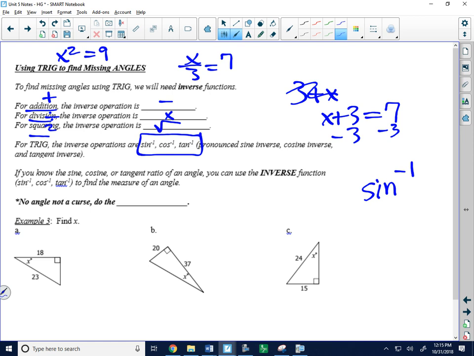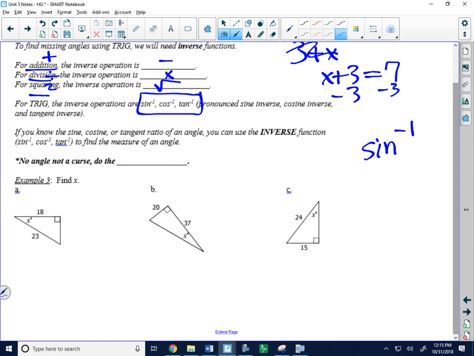I have a little rhyme to help you with this one. If you're trying to find the angle: variable up high, multiply; variable down low, switch around. If you're finding the angle, it's not a curse. Do the inverse.